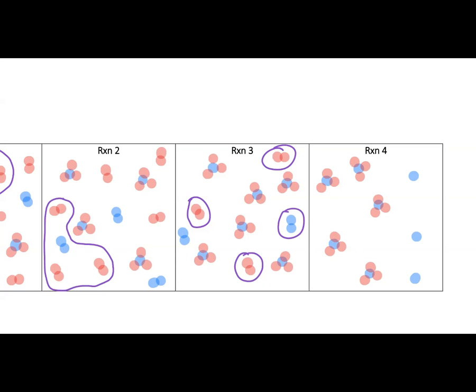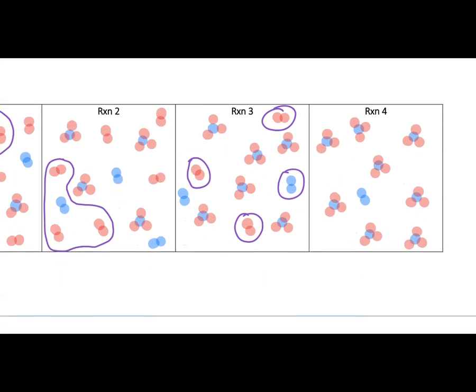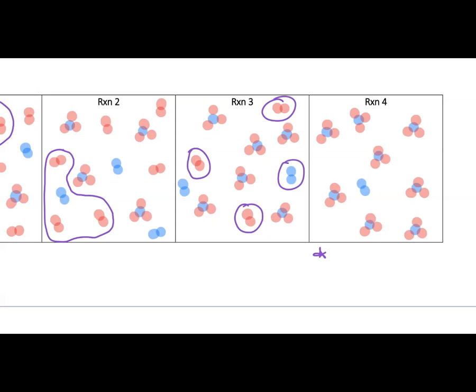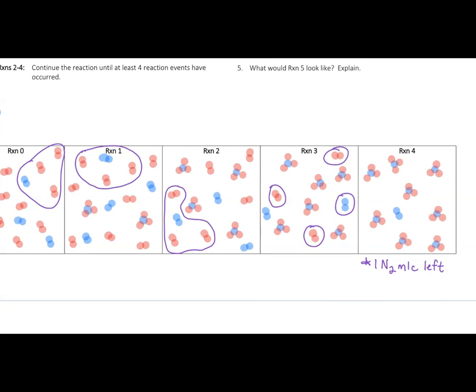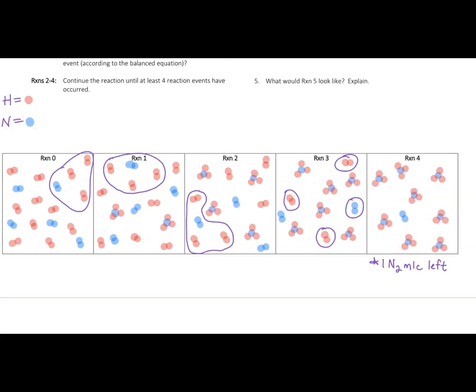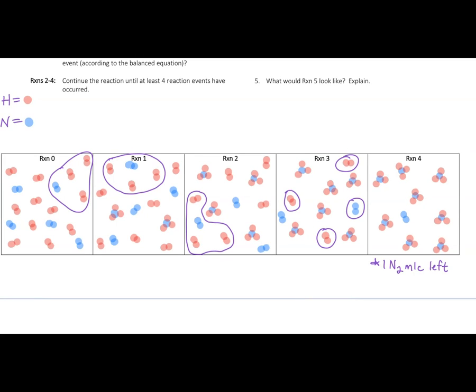This is different than our previous particle diagram because we had both reactants run out at the exact same time in that case. In this one, there's 1 nitrogen molecule left. Okay, so if we look at these all together, we're going to see this. Now, reaction 5, I know this is question number 5, but if we look at reaction number 5, what's it going to look like? It's going to be the same thing, right?